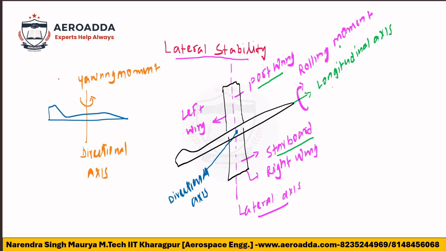In the case of the rolling moment, you can think the aircraft will roll about the longitudinal axis. That means the starboard may go up and the port will go down, or just the opposite, port wing will go up and starboard will go down. Then only you will get the rolling moment, and it is always because of this component which is called the aileron. Because of the ailerons you will get the rolling moment. These are the information, a single mark question can be asked to you.